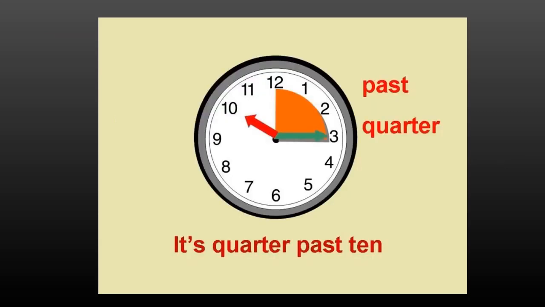Now let's read the clock here. The short arm is on the 10 and the long arm is on the 3. And we said before that when the long arm is on the 3, we say quarter past the hour. So the hour here is 10. So we say quarter past 10.